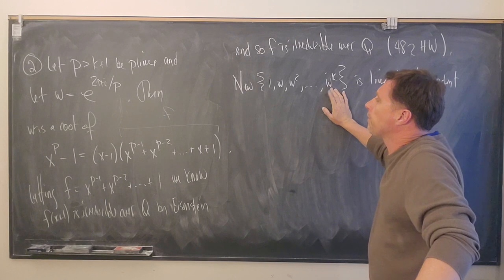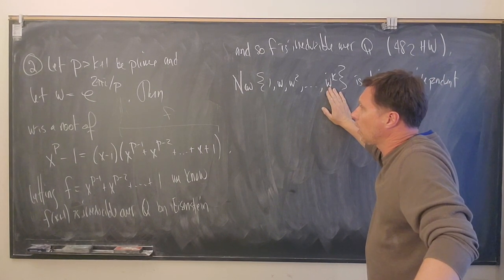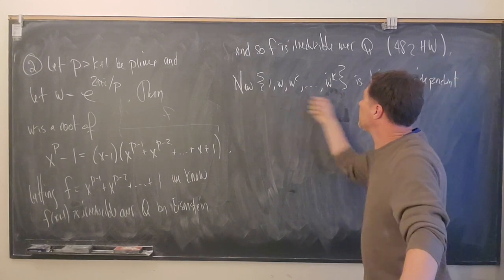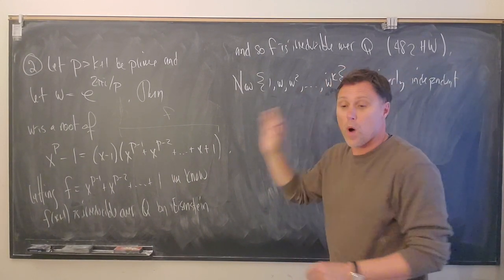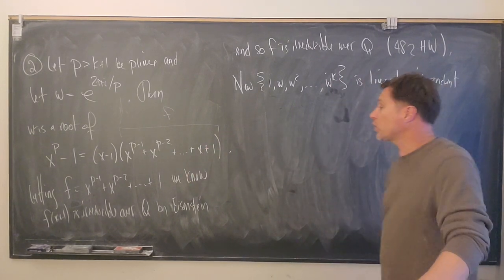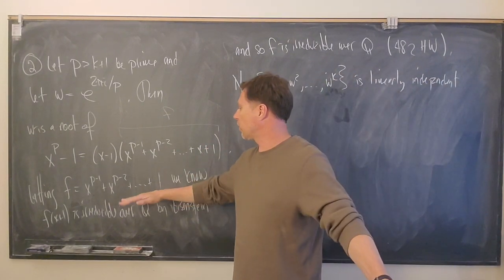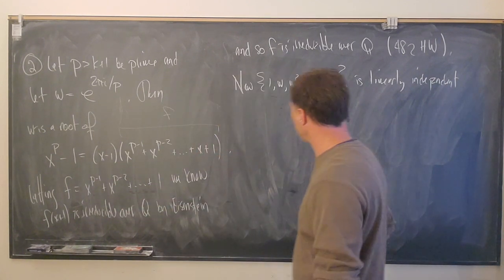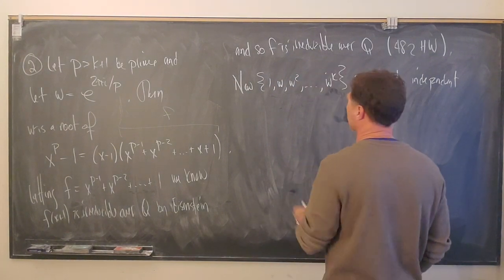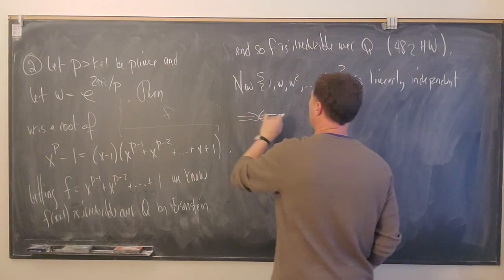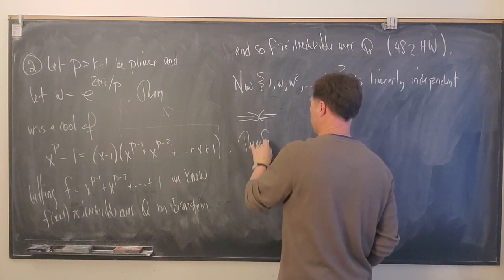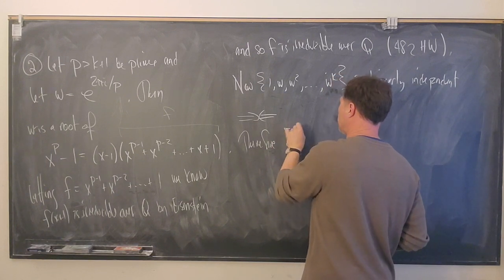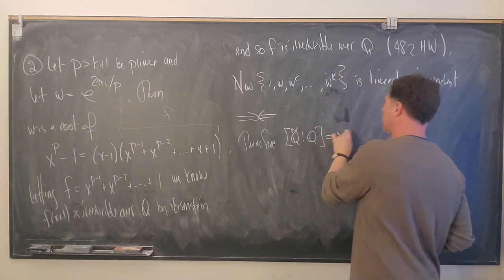So k is strictly less than p minus 1. Yeah. So this is a subset of the vectors 1 up through w to the p minus 1, which we know is linearly independent because this is the minimal polynomial for w. So just like above, this is linearly independent. That's a contradiction. And so we can say, therefore, the degree of the extension Q tilde over Q is infinite.